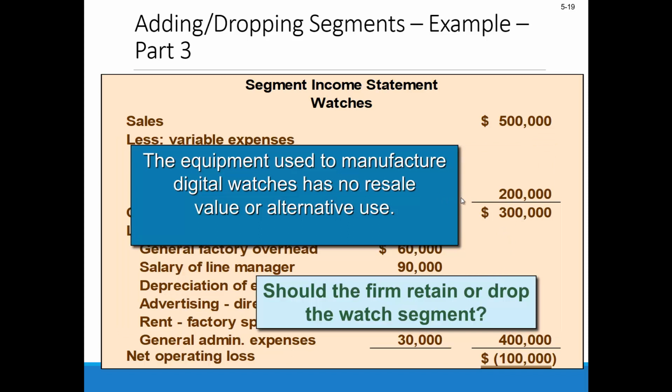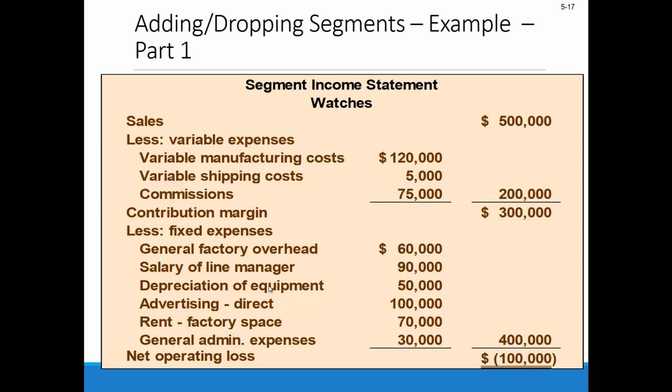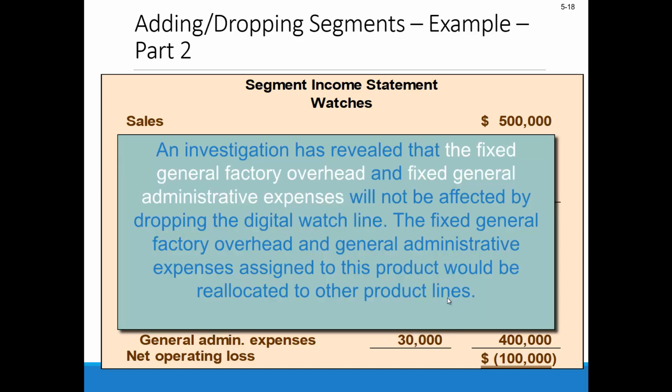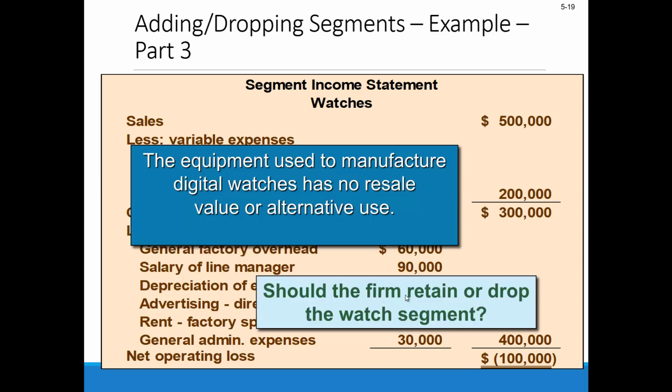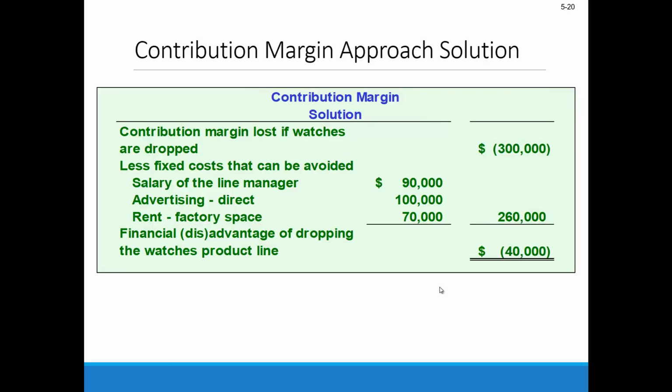The equipment used to manufacture the watches, we also know, has no particular resale value or alternative use. So the depreciation associated with that is not going to be changed if we get rid of this watch line. So the question becomes, should the firm retain or drop that watch segment? We can really start with the contribution margin for that segment.